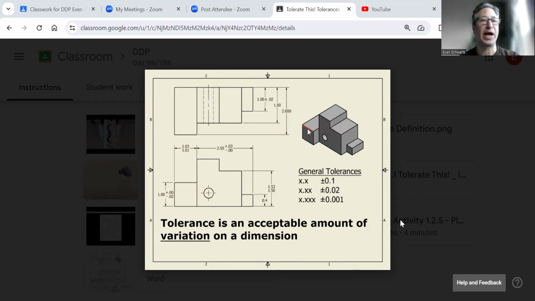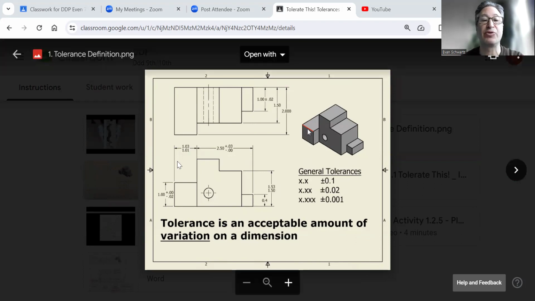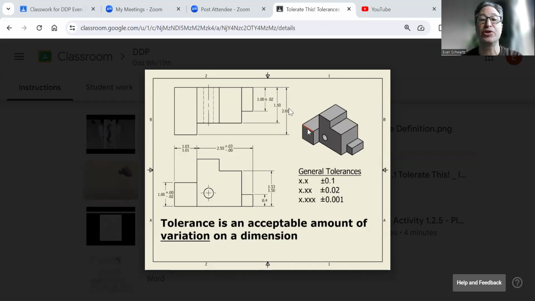And for that, what we do is we put tolerances on dimensions. And tolerance is the acceptable amount of variation on a dimension. So meaning that we're telling the machine how much larger or smaller a part can be and still fit into another part, or be used the way it was meant to be used. So tolerance is a rule of dimensioning. Every dimension must have a tolerance. And so we see examples of different tolerances here that are added to the dimension.